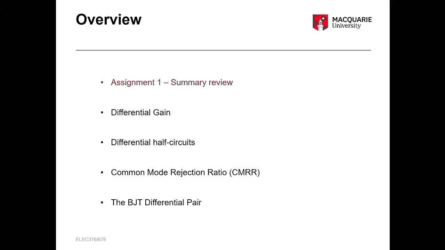We're going to look at the new topic of differential half circuits. They're meant to make your analysis a little bit easier. And we're going to look at common mode rejection ratio. So this will come up in the next labs as well. And how you derive that, what does it depend on? And then finally we'll finish on the BJT differential pair. So as you can imagine, that's quite similar to the MOSFET differential pair, but there are a few little differences. So we'll go over how we derive the gain and the input limits for that kind of circuit as well.